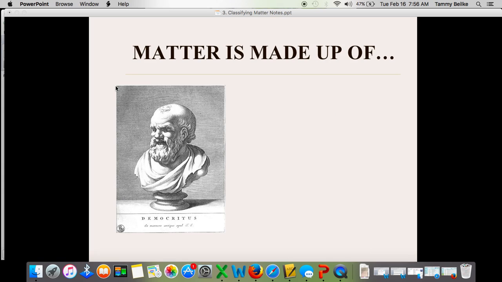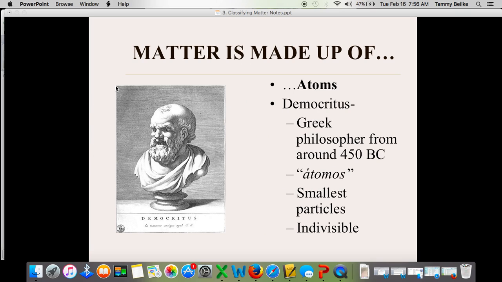Alright, matter is made up of atoms. Yeah, so atoms is a unique term. It came from Democritus, who was a Greek philosopher around 450 BC, so that's a long time ago. He came up with this word called atomos, and atomos meant that it was the smallest particle. It was indivisible.